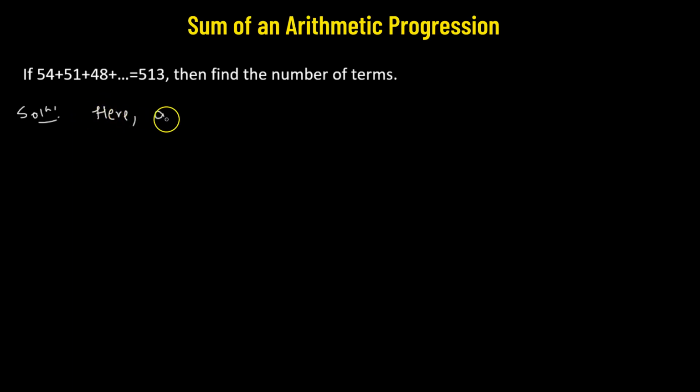Here we have our first term. So our first term is 54. Now the common difference d will be, we'll consider 51 minus 54. So this is going to give us negative 3. So our common difference is negative 3, and the sum up to n terms, we have to find out the value of n. The sum up to n terms is 513. So using all this information, we need to obtain the number of terms present in the given arithmetic series.